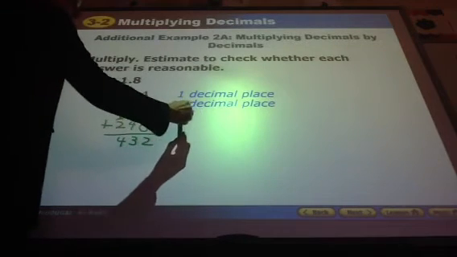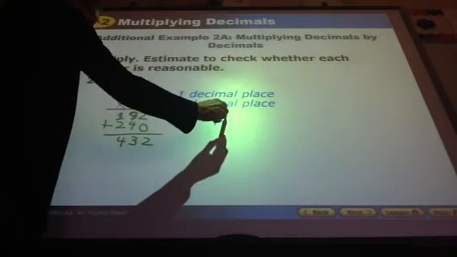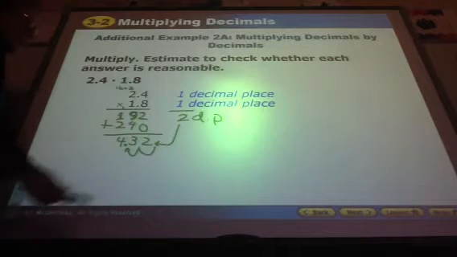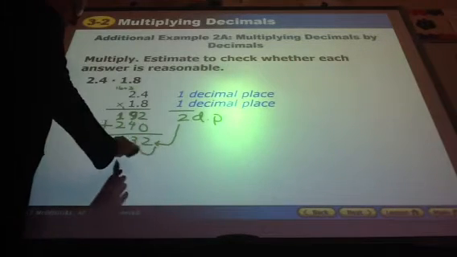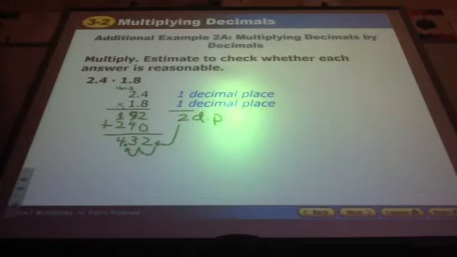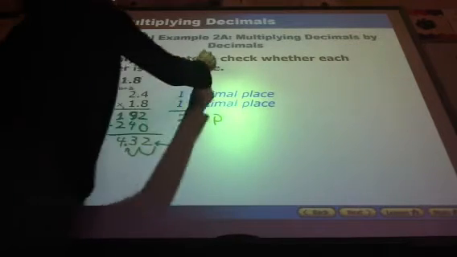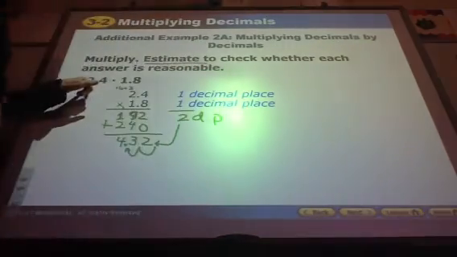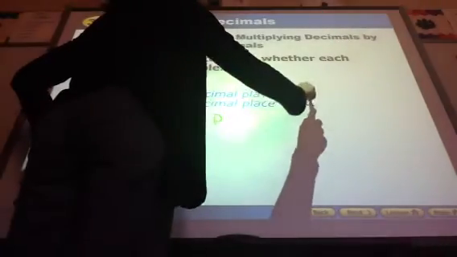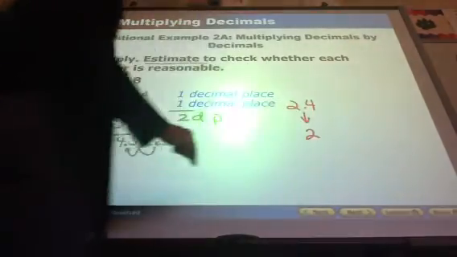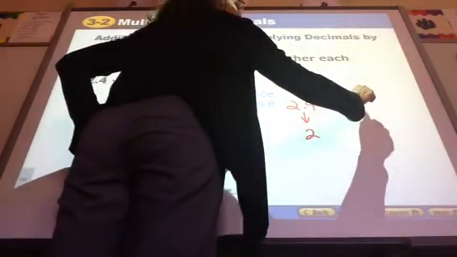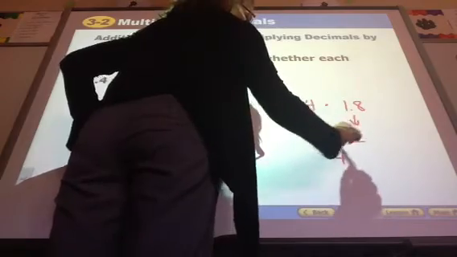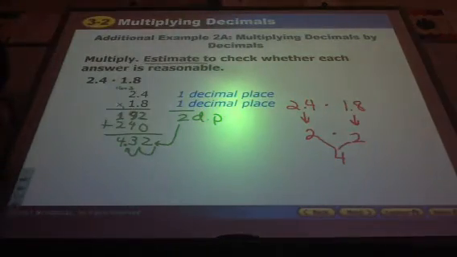And we're going to have 2 decimal places in our answer. Let's put DP there. And so we're going to move our decimal point over 2 places. So our answer is going to be 4 and 32 hundredths. And then it also says to estimate, to check whether your answer makes sense. So when we do our estimation, 2.8, if I round that to the nearest 1, that's 2. If I estimate 1.8, round it to the nearest ones, that's going to be 2. And I'm multiplying these 2 together, so your answer should be about 4, and 4.32 is about 4.